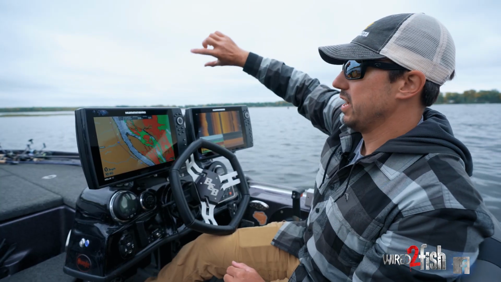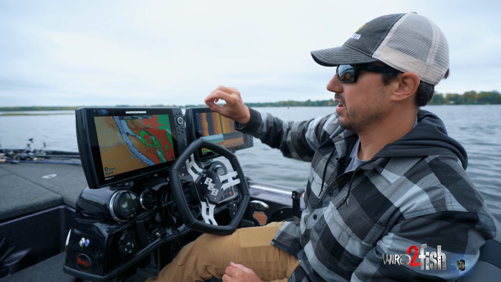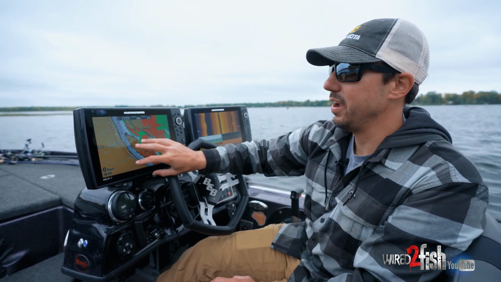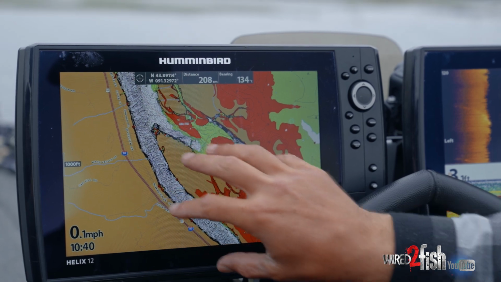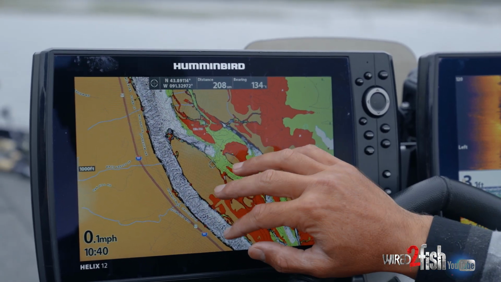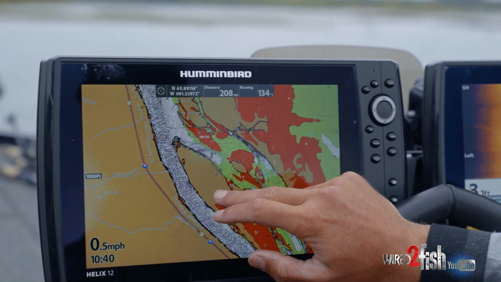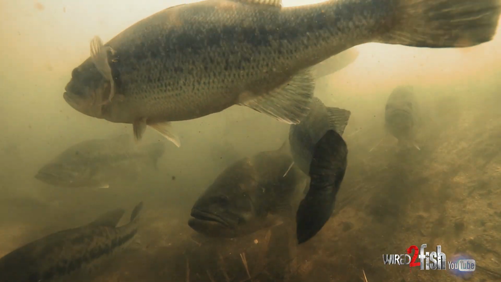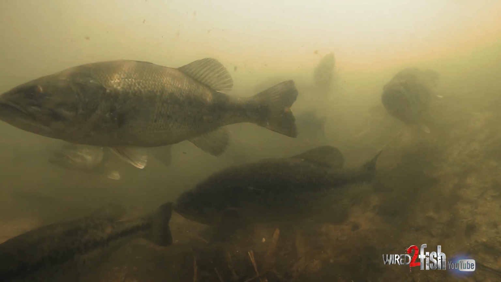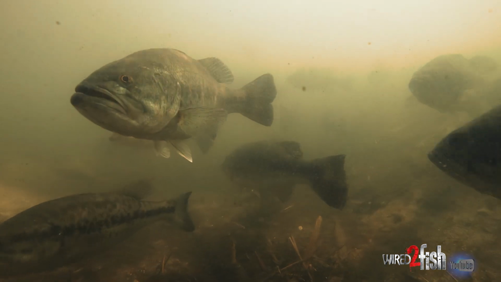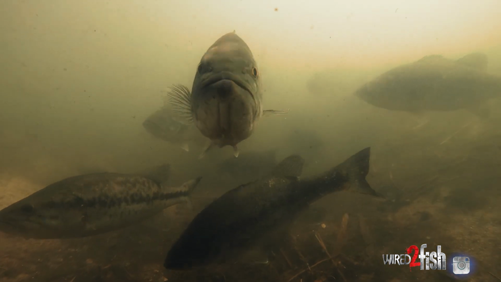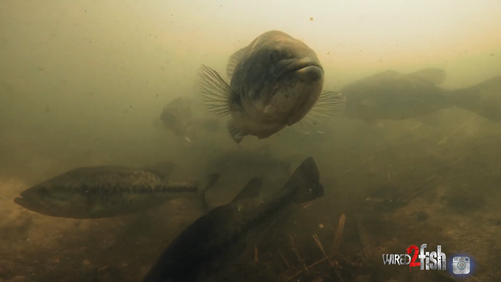You're going to have a main channel with no islands, then all of a sudden you're going to come across an area with a couple islands. Those are the areas you want to focus on in the spring, as well as in the summertime. They're going to provide good current breaks, good feeding areas, and good spawning areas for fish. So that's the number one thing I look for when I go to a river system. Identify the spawning areas, and then it's also going to show you areas that are going to have a large population of bass that you can target throughout the rest of the year as well.